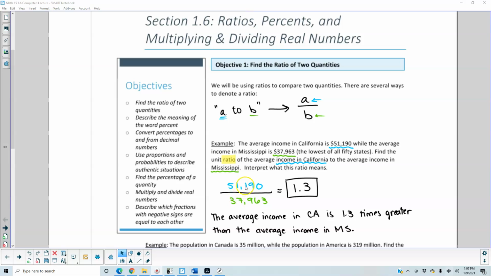So 51,190 divided by 37,963 gives us an amount of 1.3. So we can say that the average income in California is 1.3 times greater than the average income in Mississippi.